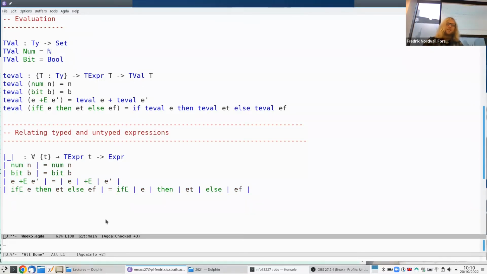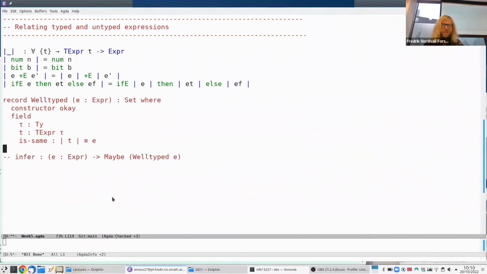Okay, so it's very easy to go this way, right? You start with more information, you get less information. But you could also imagine that sometimes you can go the other way, right? So let's declare a record that tells us what it means to go the other way.